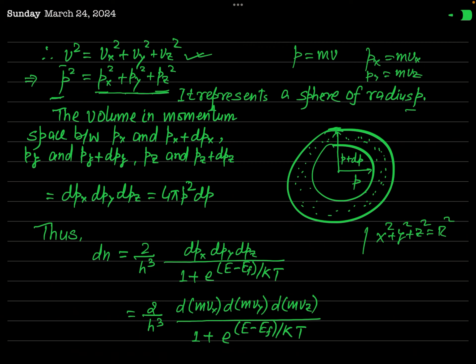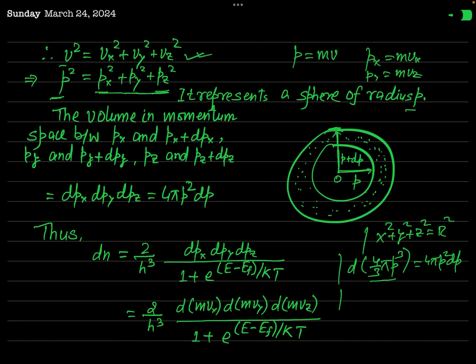Now, if we consider that there are two concentric spheres, see here, O is the common center. The inner sphere has radius p and the outer sphere has radius p plus dp. Then can you say what will be the volume enclosed between these two spheres? This is simply the differential of the volume of the sphere of radius p. The volume of the sphere of radius p in momentum space is 4 by 3 pi p cube, and its differential will be 4 pi p square dp. So this is the volume of the region between these two spheres.